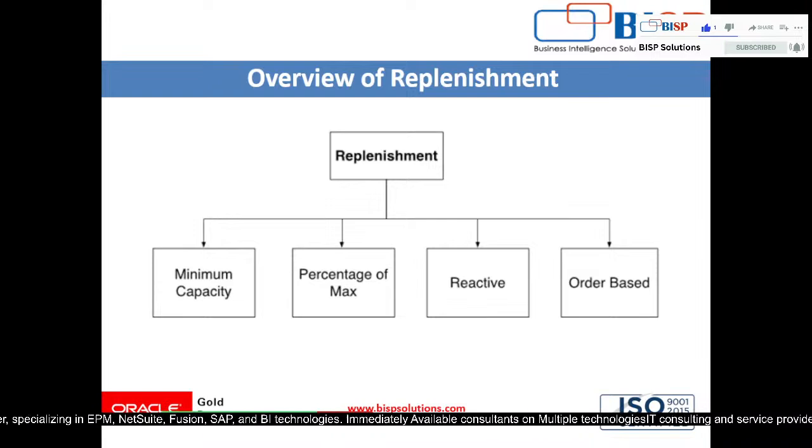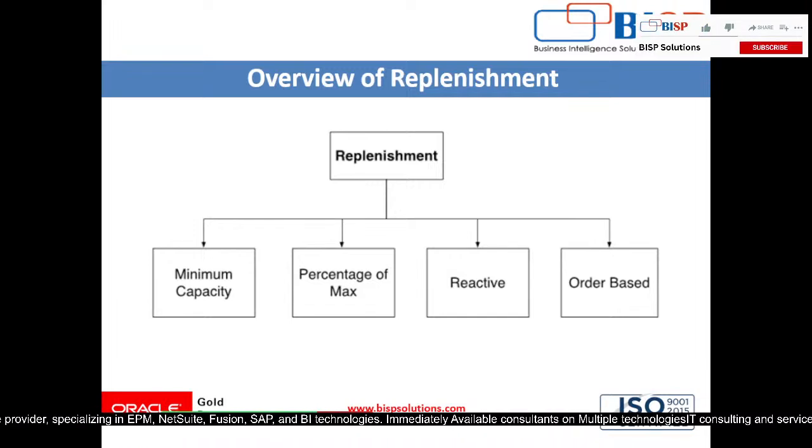And we have the template mode, the replenishment template mode. The modes we have are minimum capacity and percentage of max, right? The minimum capacity mode is based on the location unit, and the percentage of max mode is based on volume, the minimum and maximum location volume, right?